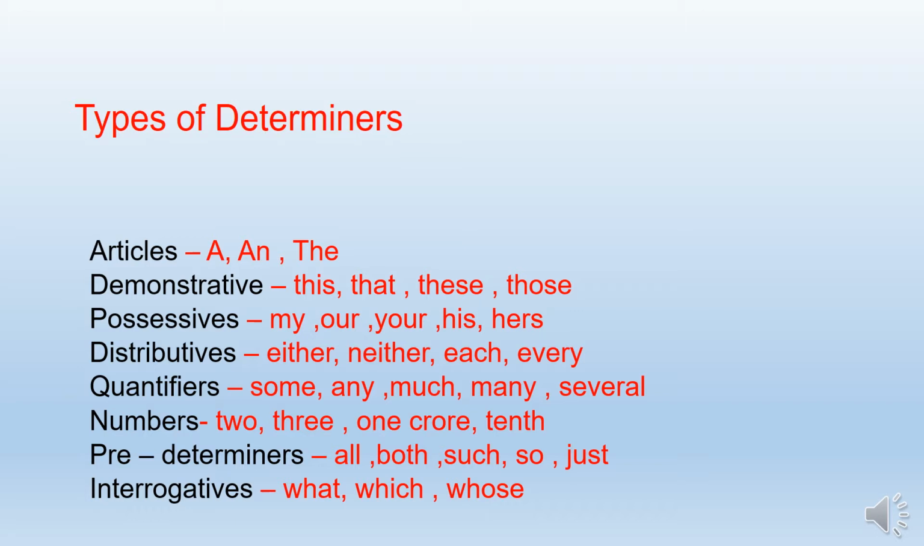Distributives: either, neither, each, every. Quantifiers: some, any, much, many, several. Numbers: 2, 3, 1 crore, tenth. Predeterminers: all, both, such, so, just. And interrogatives: what, which, whose, etc. Now we will see these determiners one by one. So let's see first articles.